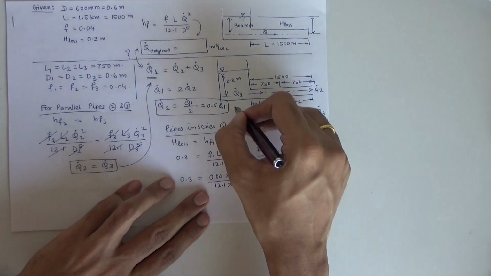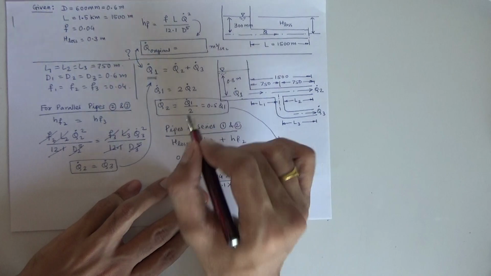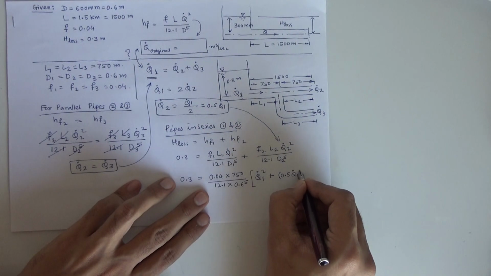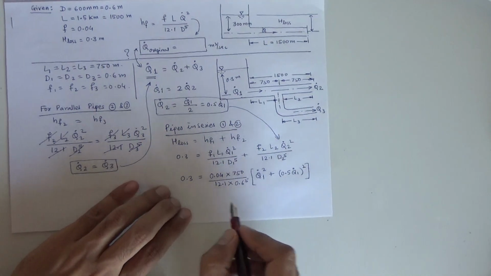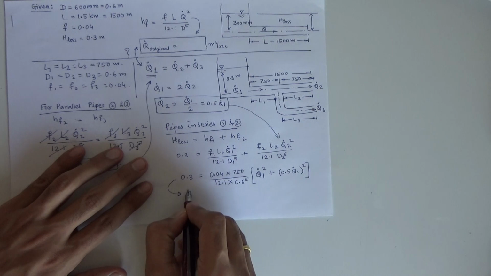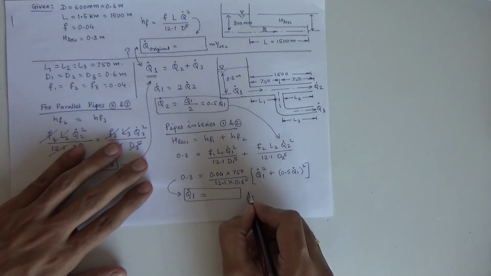And what is Q dot 2? Q dot 2 is what? 0.5 times Q dot 1. So 0.5 times Q dot 1 bracket square. So if you observe this equation, it is only a quadratic equation in terms of Q dot 1. So that will be the answer. Q dot 1 is the new discharge.